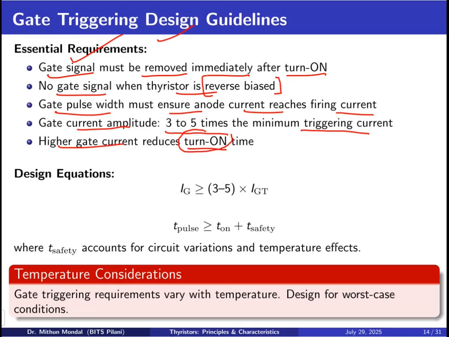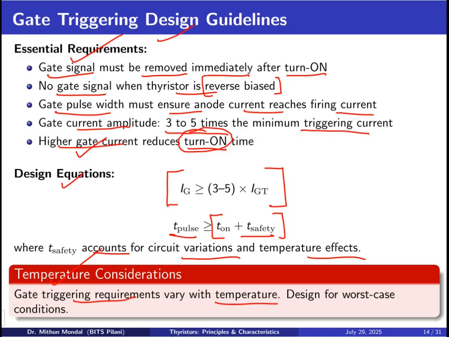So if you want to turn on the thyristor with a fast duration, you need to give more current. The design equation that you need to follow is that the gate current should be greater than 3 to 5 times the threshold value of IGT. And the pulse should be greater than the on time plus a certain safety duration to account for circuit variation and temperature effects. Temperature is one of the most important factors because the gate triggering requirement will depend upon the temperature, and you need to design for the worst case condition, taking temperature into consideration.